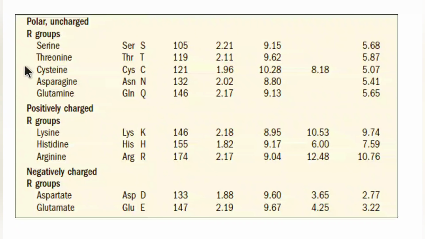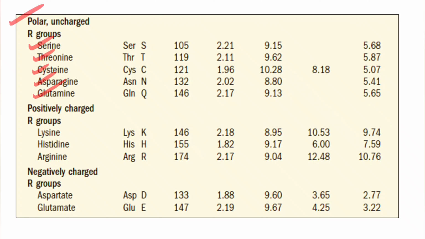Now the polar and uncharged R group. On that basis, we have serine, threonine, cysteine, asparagine and glutamine. You also have to remember the single letter code: S for serine, T for threonine, C for cysteine, N for asparagine because A is for alanine, and glutamine is Q. So the extreme amino acids you should remember are glutamine, asparagine, tryptophan, tyrosine and phenylalanine.